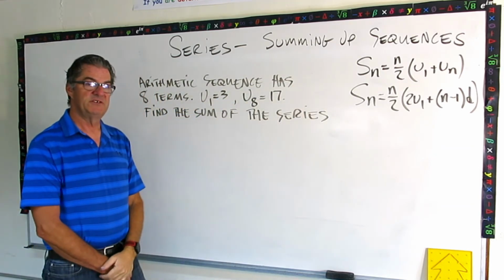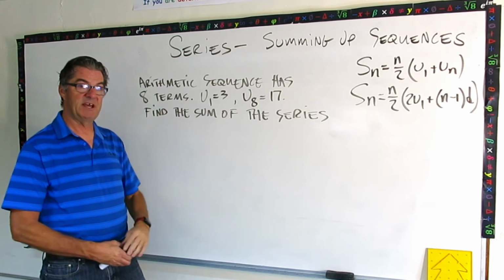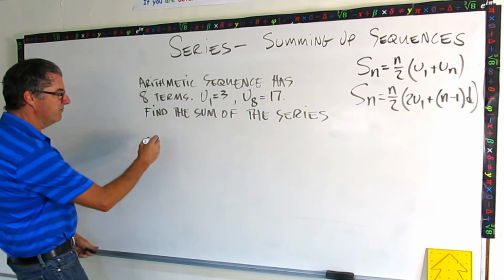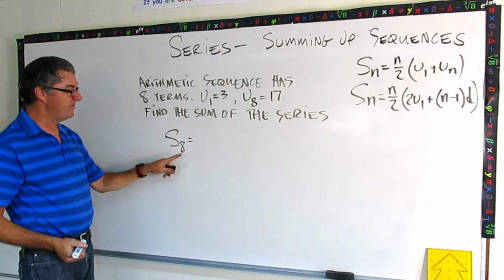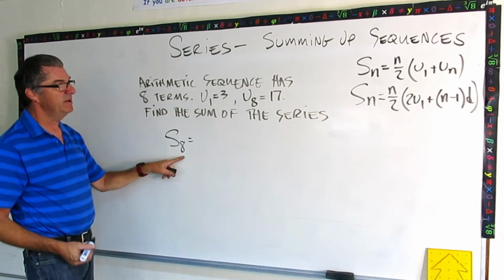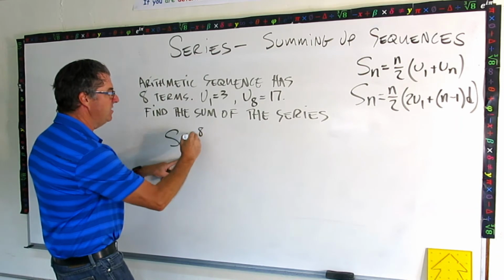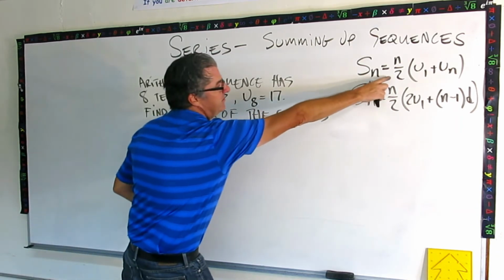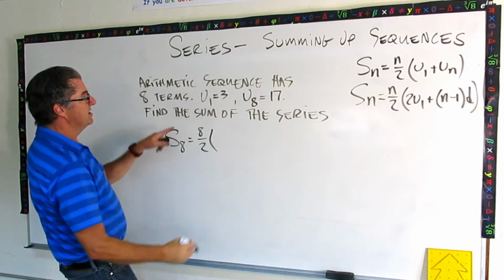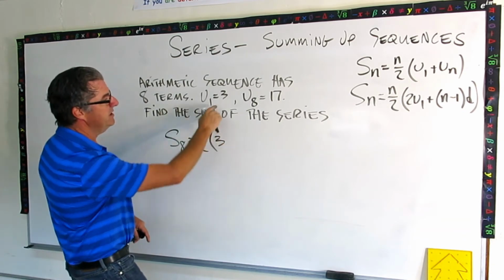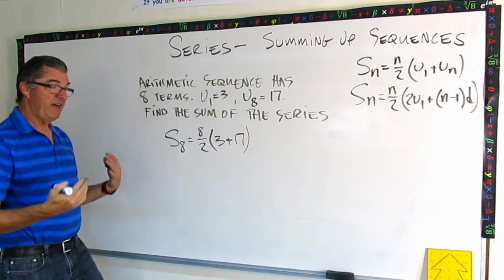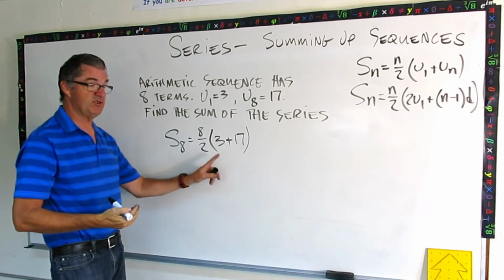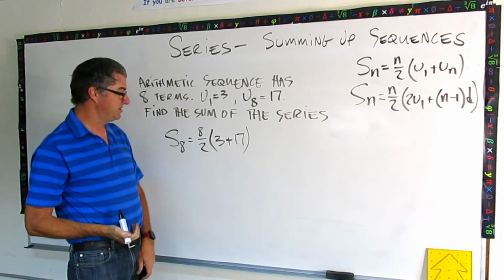Pause the video, see if you can do that. Okay, let's see how you did. So we're going to write S sub 8. This means the sum of the first 8 terms of this sequence. It's going to be 8 over 2. I'm just plugging in using that formula. Times the first term, 3, plus the last term, 17. Okay? So that's a correct plug-in step. Make sure you show that when you test out on this material.